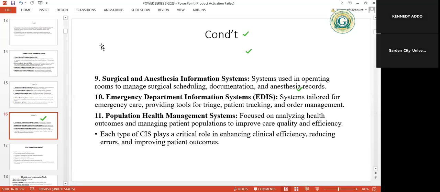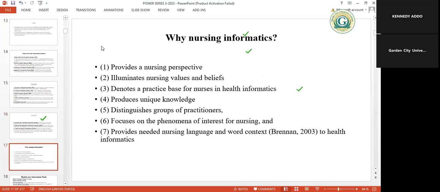Then we can also talk about ancillary information systems. When I talk about ancillary information systems, we can talk about those departments that play supportive services, like the laboratory department, the X-ray department, the pharmacy department, and those people who are not into the clinical services. They are considered ancillary, right? These are the things I can talk about as far as clinical information systems are concerned.